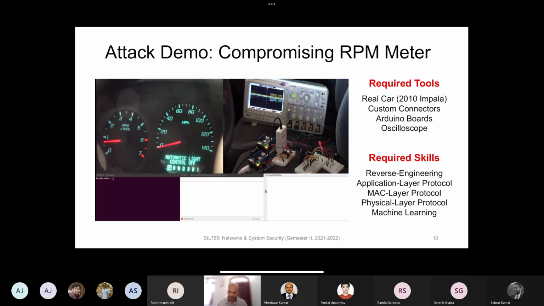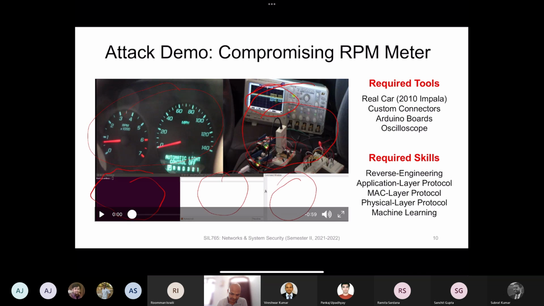Okay, so we also demonstrated it on a real vehicle. You see here we have the dashboard of a real car, and we added some circuitry to the car's network. Then we have an oscilloscope to monitor and collect the voltage values. And we have a few terminals open here. So 3 terminals: one is looking at the traffic, the second one is looking into some logs, which is the attacker log, and the third one is the IDS log.